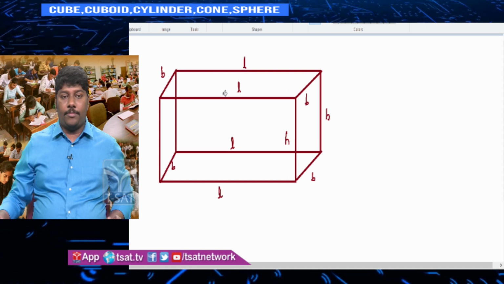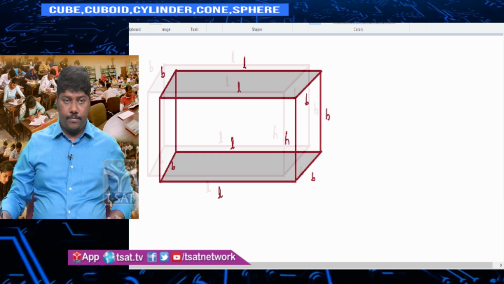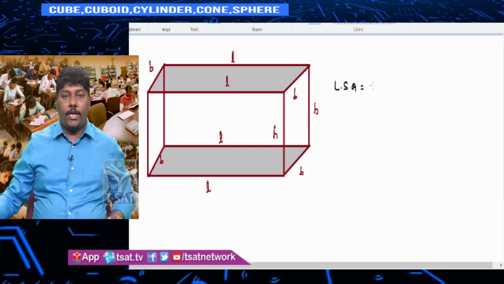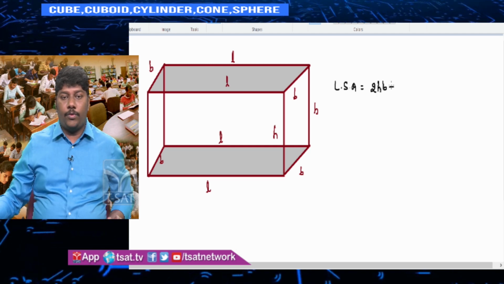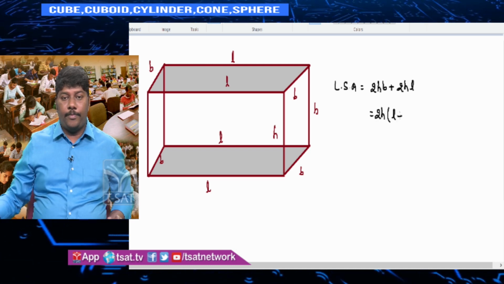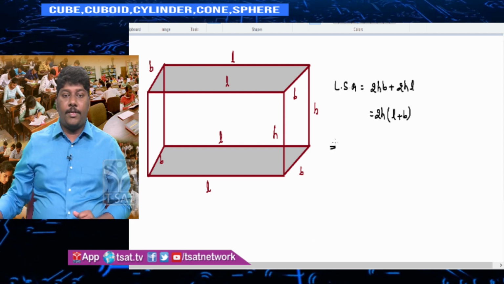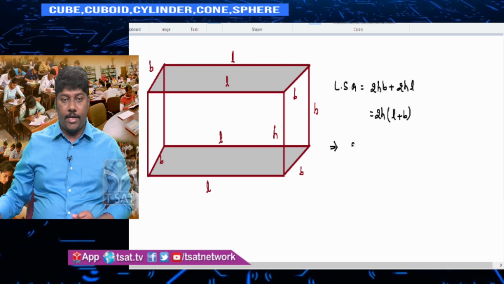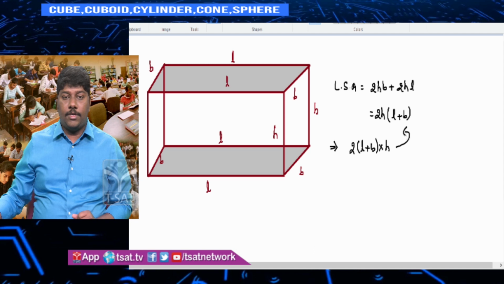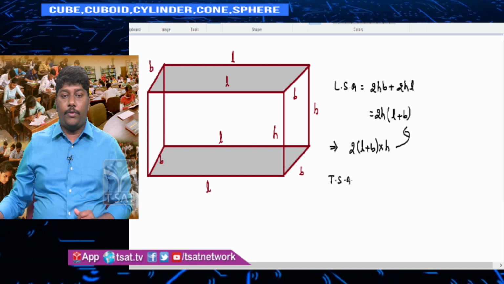So, there are 2 HLs and 2 HBs. And what is the top and bottom? The top one is LB and the bottom one is also LB. So, if you look at the lateral surface area, there are 2 HBs, there are 2 HLs. If you take 2H common, which is L plus B, or else you can call it a rectangular prism. What is a prism? For a prism, what is the lateral surface area? Base perimeter, that is 2 into L plus B, into height. It is the same.